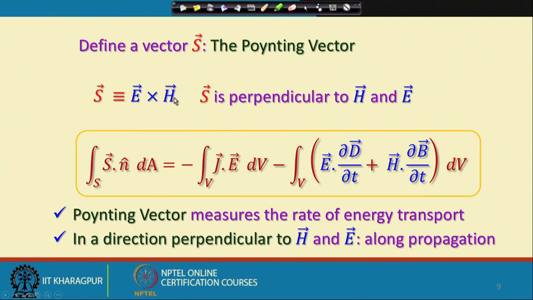Now, if we replace this E cross H by the Poynting vector S, then the surface integral of S dot n dA will be equal to the quantity which we have described before, that is, the volume integral of J dot E dV minus E dot del D del T and H dot del B del T. So, it tells you that the Poynting vector measures the rate of energy transport, and the energy transport happens in a direction which is perpendicular to both the magnetic field and electric field, and that means it is along the direction of wave propagation.